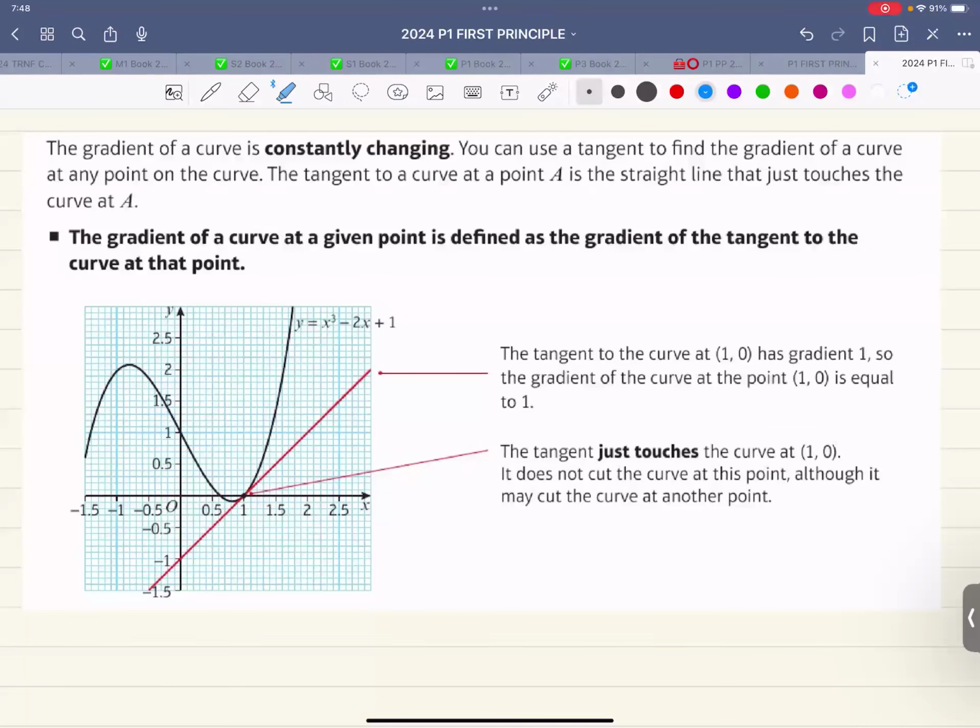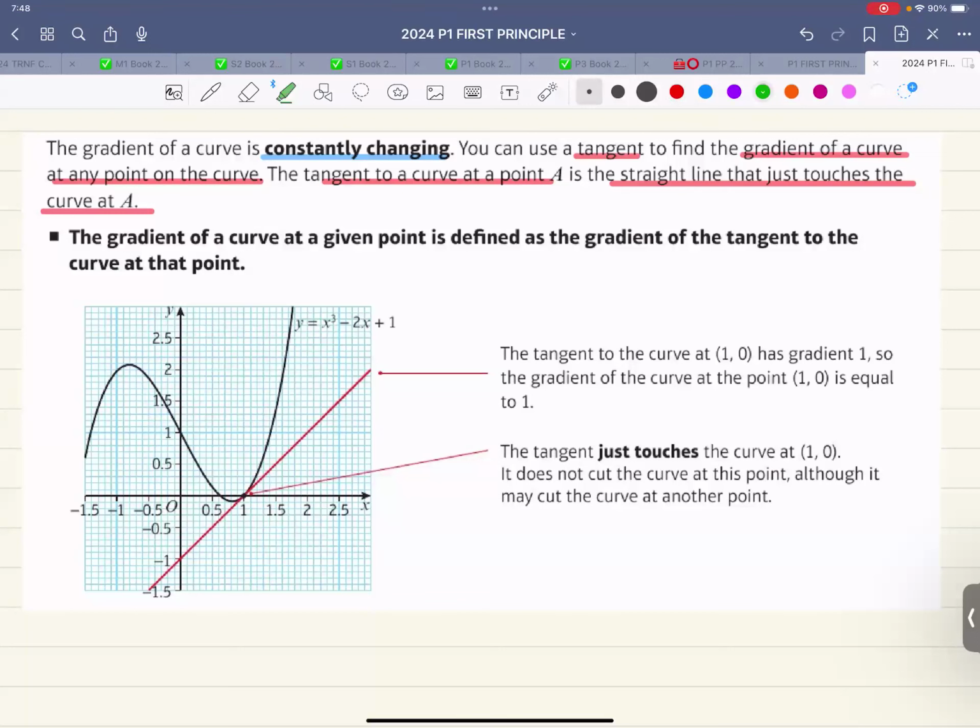The gradient of a curve is constantly changing. We know that. If it's not constantly changing, it would have been a straight line. We can use a tangent to find the gradient of a curve at any point on the curve. That is basic math. The tangent to the curve at a point A is a straight line that just touches the curve at A. So this is some basic knowledge.